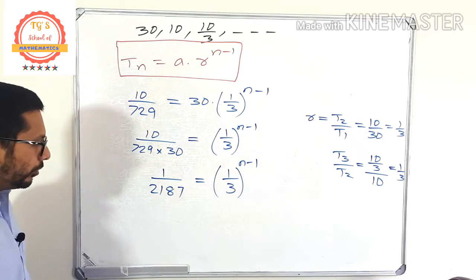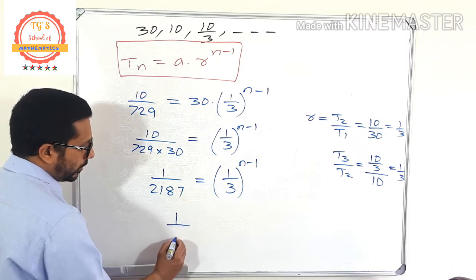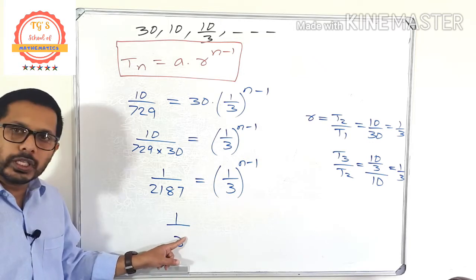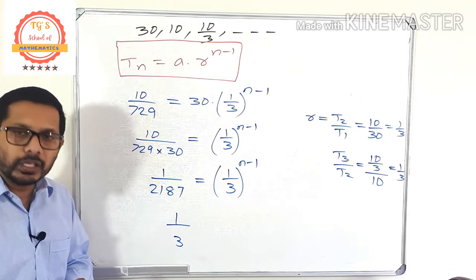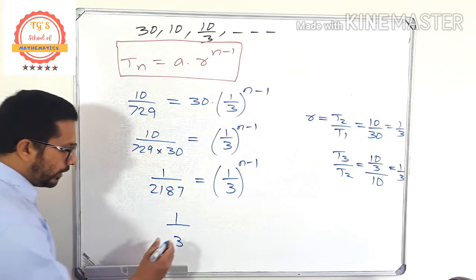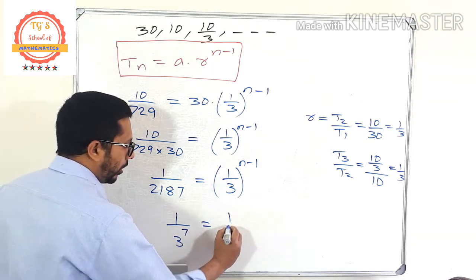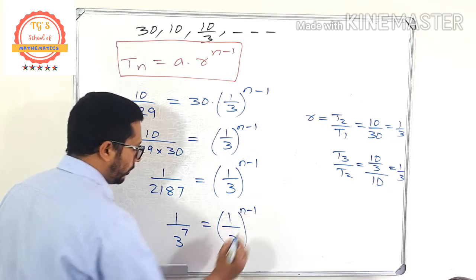So look at what I'm going to do. Check in your calculator, this 2187 is 3 raised to which number? 3 raised to which number is 2187? 3 raised to 7 is 2187. So 3 raised to 7 is equal to 1 over 3 raised to n minus 1.